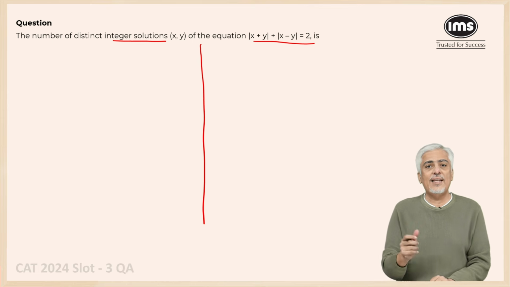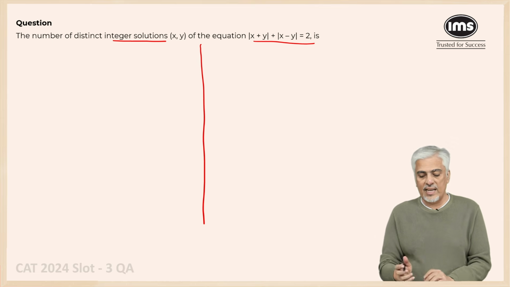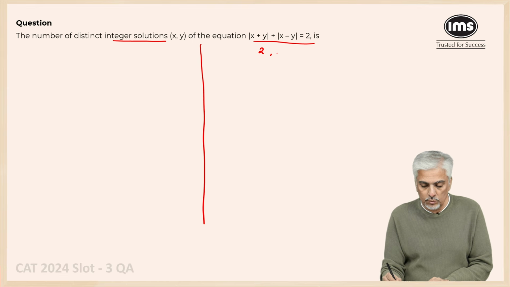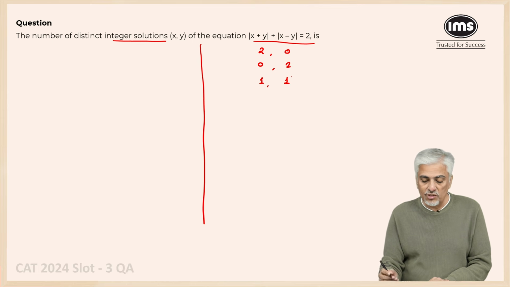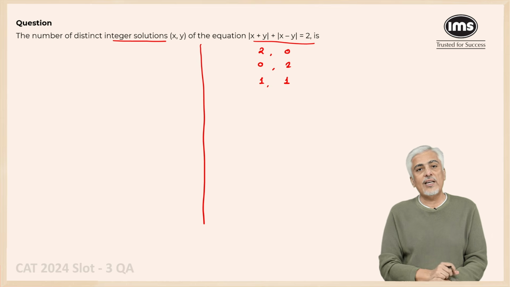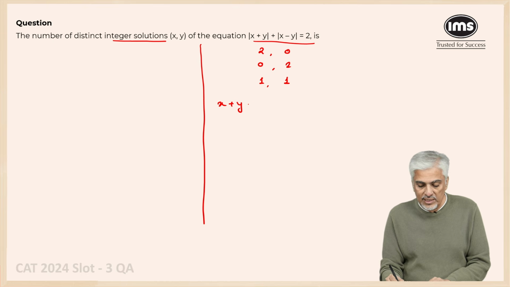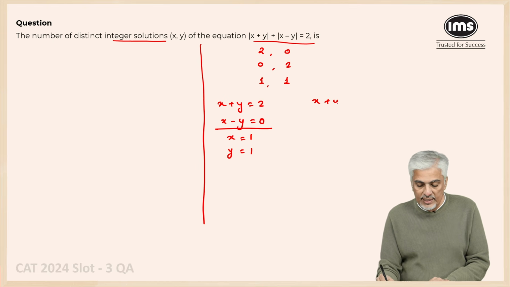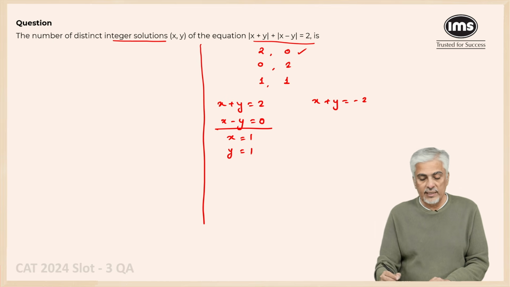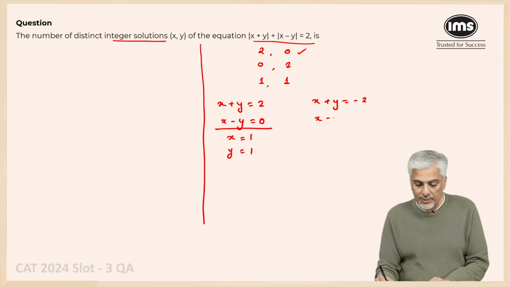Because it is mod and the sum is 2, what are the things I can have? I can have that the first mod is 2, the second mod is 0, or the first mod is 0, the second mod is 2, or both of them are 1. This is the value of the mods. Now, if mod x plus y is 2, that means x plus y can be 2 or x plus y can be minus 2. So, x plus y is 2 and x minus y is 0 will give me one solution. If you solve this, you'll get 2x is 2, x is 1 and y is 1. But x plus y is minus 2 is also possible for this. x plus y is minus 2 and x minus y is 0.